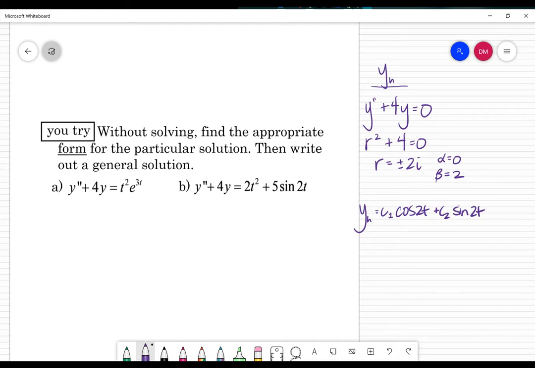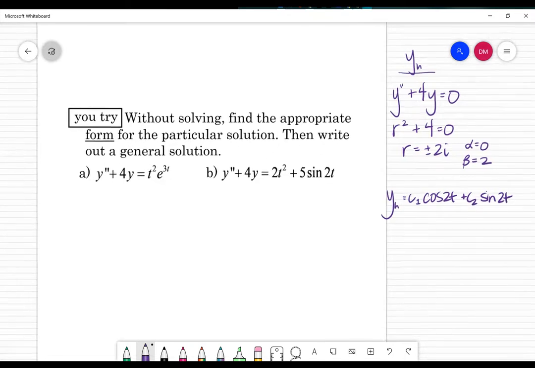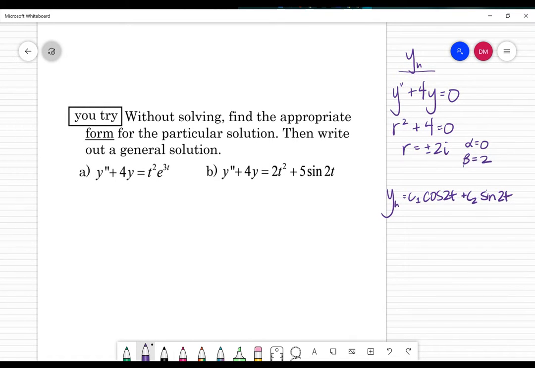Again, we always want to do that piece because we don't want any of our potential guesses for y sub p over here to match with that. So now I can look at part A, where my g of t is this combination of this polynomial piece, t squared, times a factor of an exponential piece, e to the 3t. Now what we do, again, is just like this combo. And I wrote this down as a special combo because we do in fact see this one the most, where we have a factor of a polynomial multiplied by an exponential. We do see that quite often.